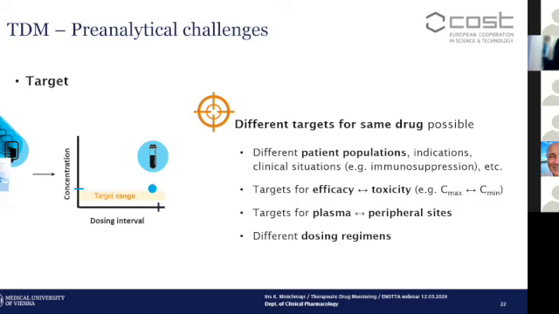It is important to bear in mind that there can be different targets for the same drug. For example, higher targets are sometimes recommended for critically ill patients. And also the target for efficacy may be different from the target for toxicity. For example, for aminoglycoside antibiotics, Cmax has been associated with efficacy and the trough concentration with toxicity. The targets may also be different for different sampling sites and also for different dosing regimens, as we saw before.